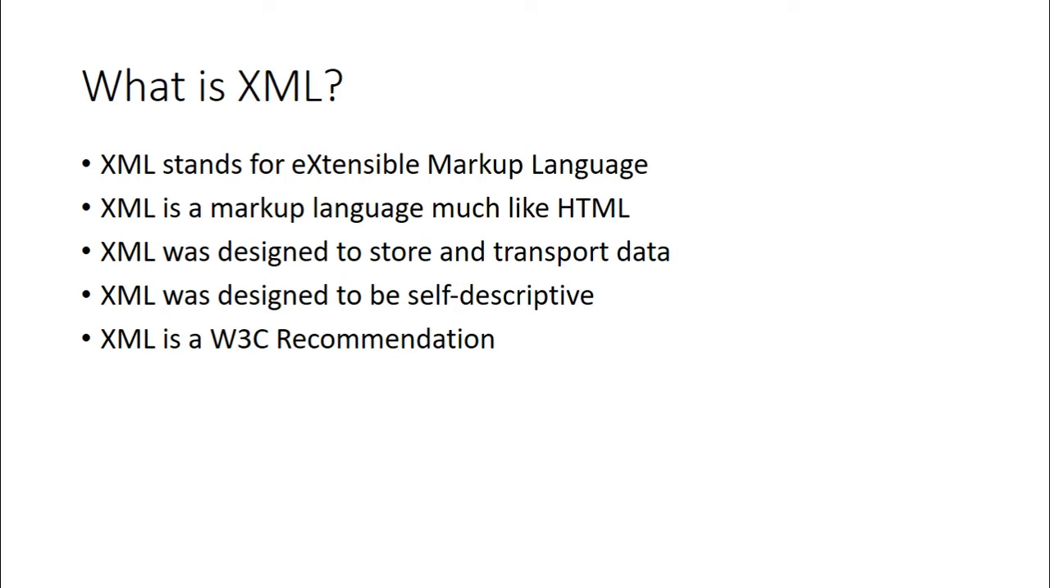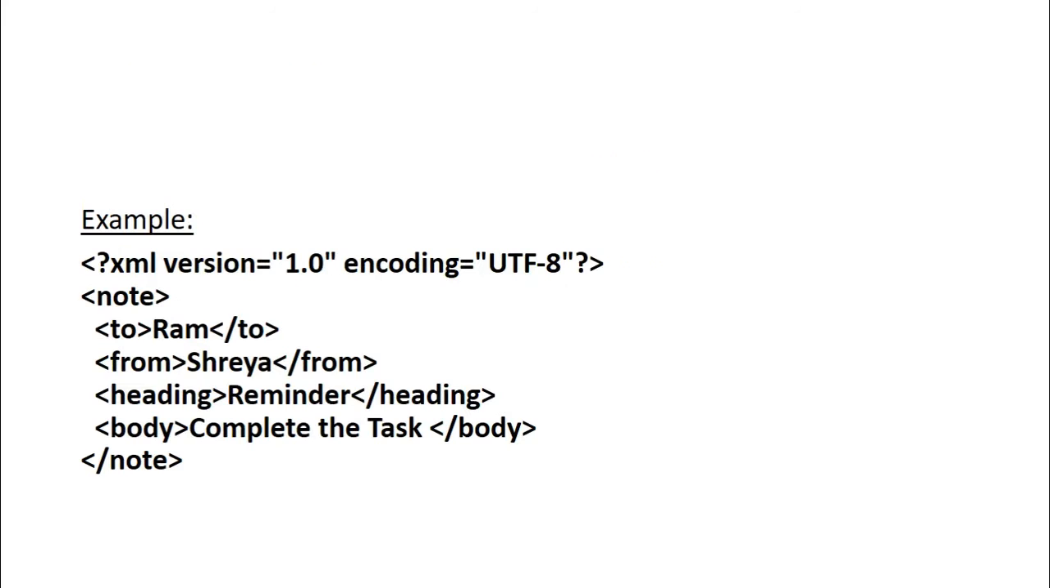The basic purpose of XML was to store the data and transport it, whereas the purpose of HTML is to present the data or display the data. XML was designed to be self-descriptive, and XML is a W3C recommendation. So this is an example of an XML file.